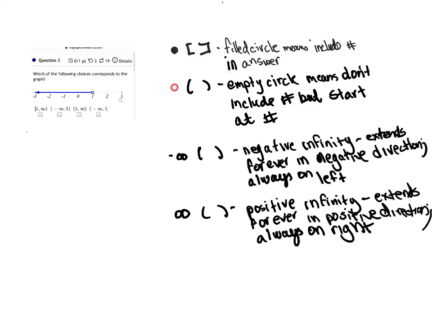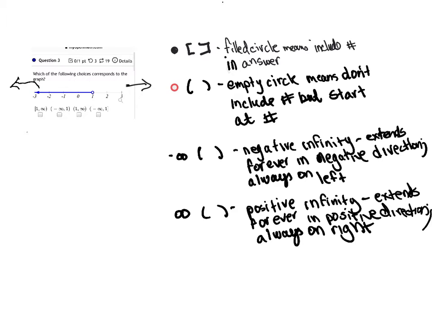Then there's infinity. Negative infinity extends forever out this way, because this is where the negative numbers are. And positive infinity extends out this way, because that's where the positive numbers are. The infinity symbol is just an 8 that's laying down. And you always use parentheses with the infinities. Negative infinity is always on the left, and positive infinity is always on the right.